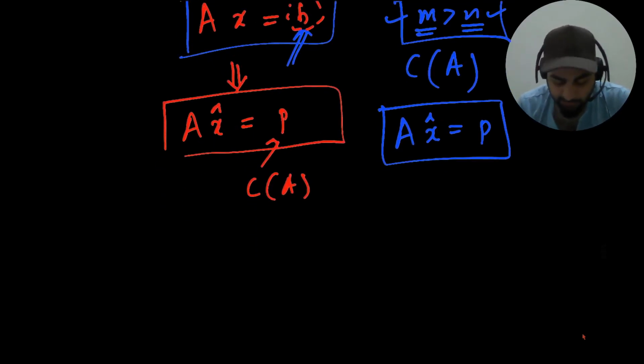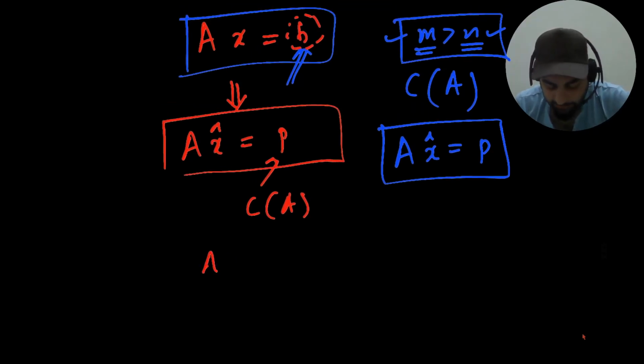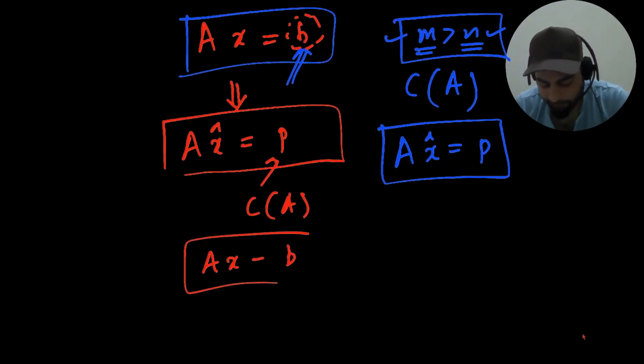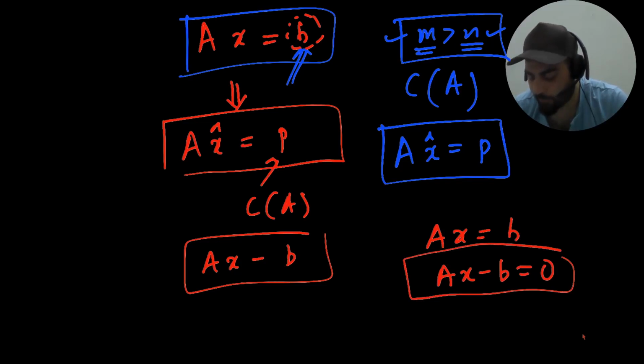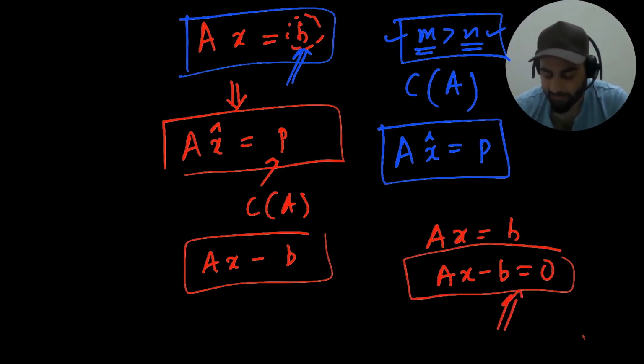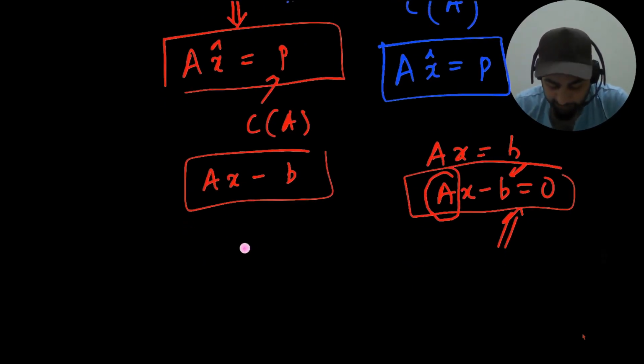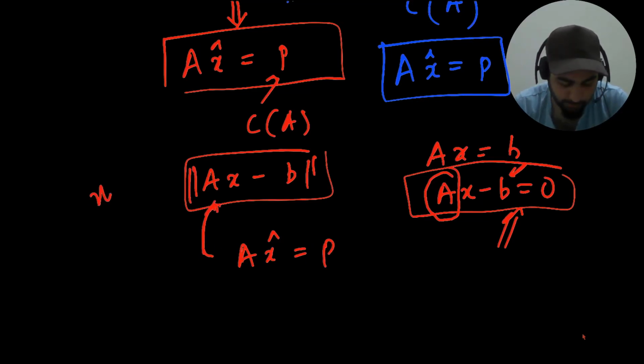What should be the condition? The condition should be that this Ax minus b, this is some error, because we have to find Ax is equal to b. That means Ax minus b is equal to 0. That was our condition. But we cannot do this now, as I said, this b does not fall in the column space of A. So what I can do is find A x hat equal to p under the condition that Ax minus b should be very minimum.